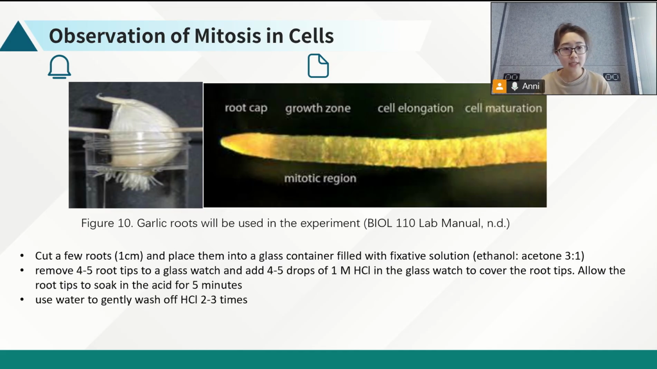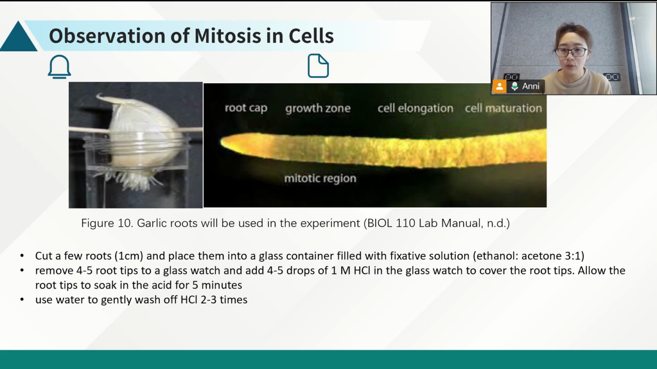We cut it at 1 centimeter because we have to observe the mitotic region in the root cells, which is in the growth zone. The growth zone is about 1 centimeter from the start of the root cap, so that's why we make it 1 centimeter. And we use the fixative solution because it rapidly penetrates the cells to preserve their structure, which will make it easier for our further observation.